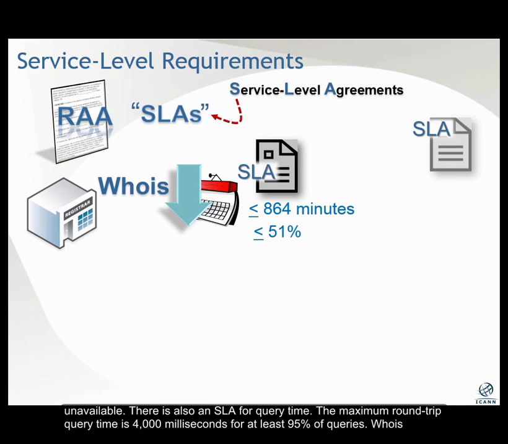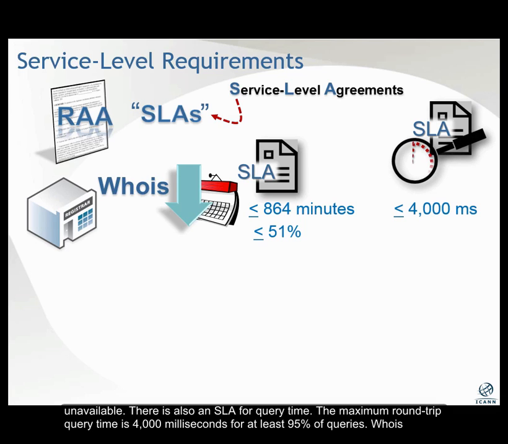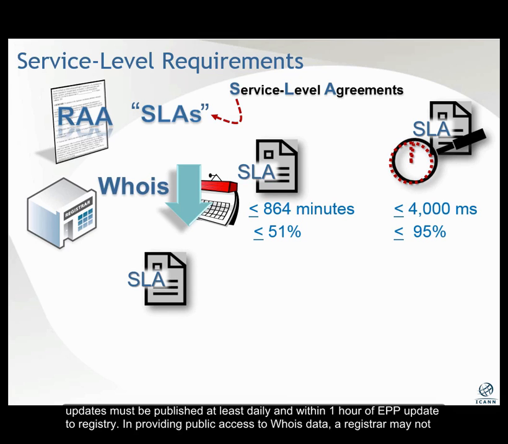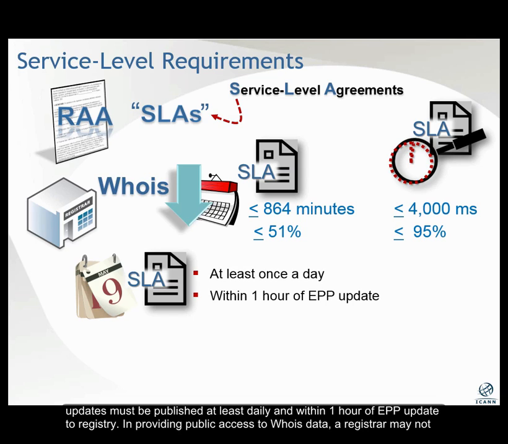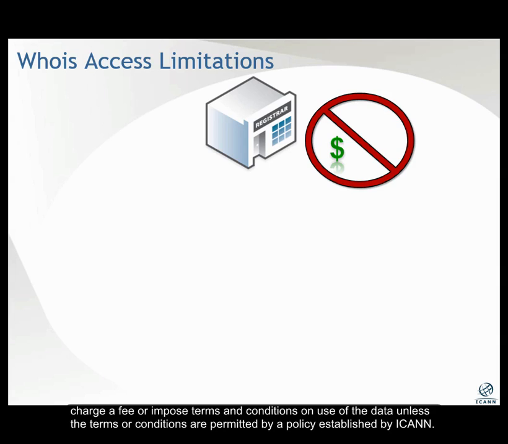There's also an SLA for query time. The maximum round-trip query time is 4,000 milliseconds for at least 95% of queries. Whois updates must be published at least daily and within 1 hour of EPP update to registry. In providing public access to Whois data, a registrar may not charge a fee or impose terms and conditions on use of the data unless the terms or conditions are permitted by a policy established by ICANN.